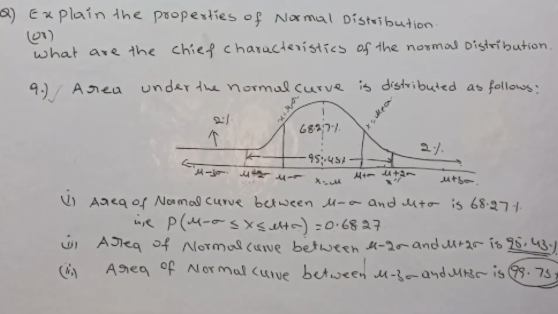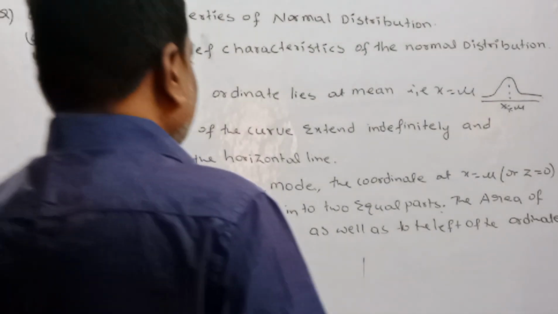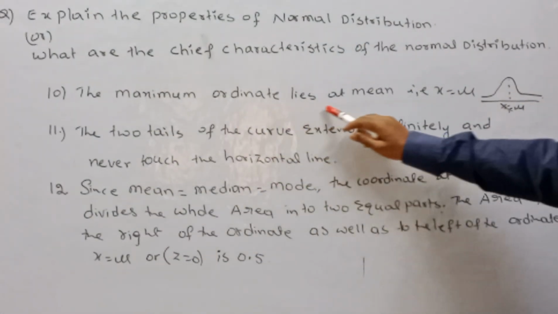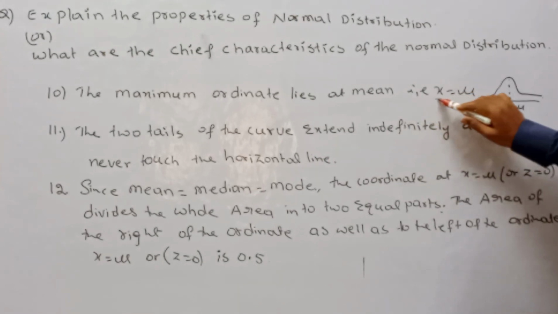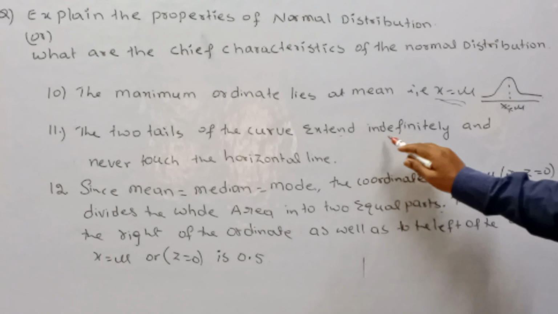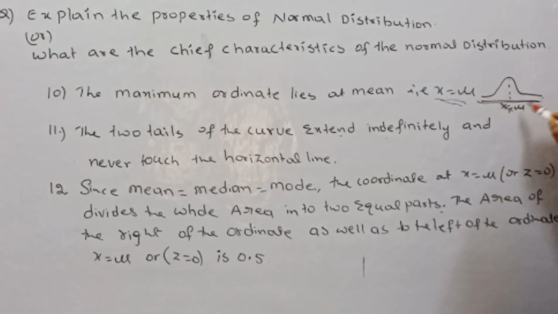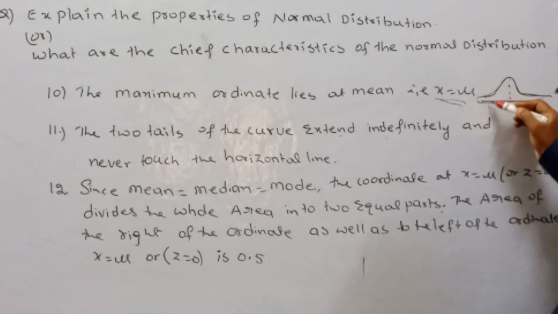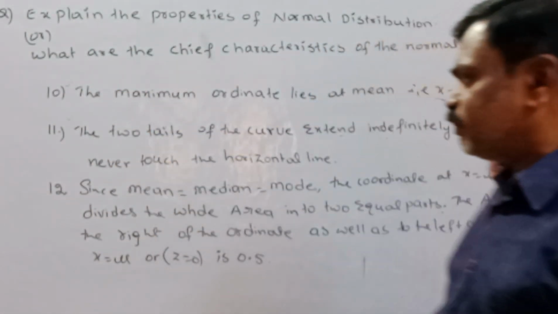Next, you observe here the properties. The maximum ordinate lies at the mean, that is x equal to mu. The two tails of the curve extend indefinitely and never touch the horizontal line. This is the horizontal line, and these are the two tails that extend infinitely and never touch it. This is the 10th and 11th property.